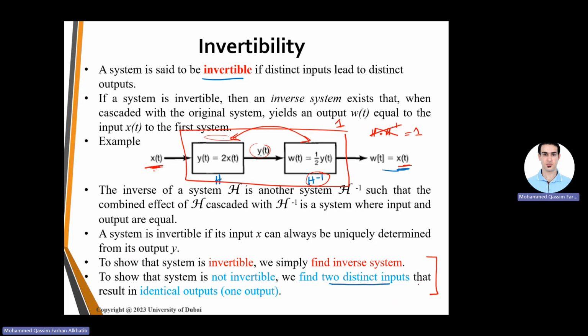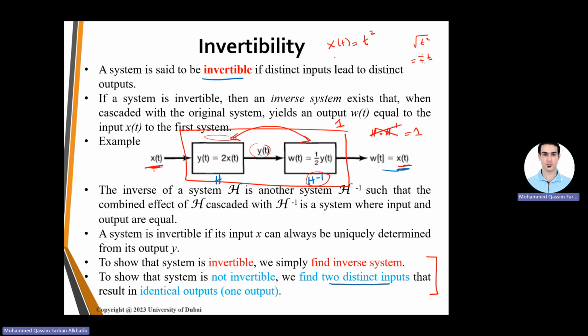For example, x(t) = t^2. I ask you, is this system invertible or not? What is the transformation for this function? What is the inverse transformation? Someone might say it is the square root. But the square root leads to plus or minus the number. Usually the square root of t^2 equals plus or minus t. So I'm having two inputs that lead to the same output.